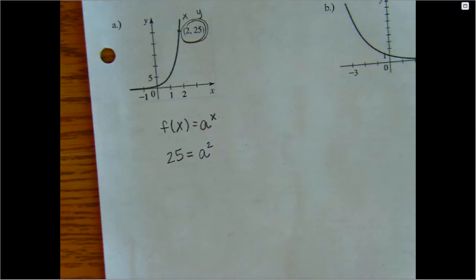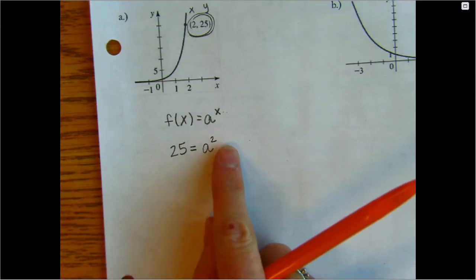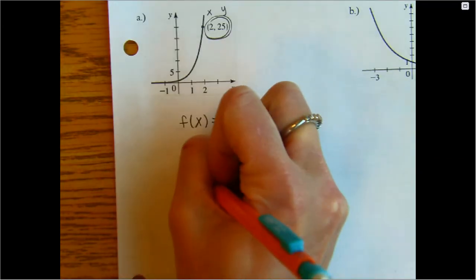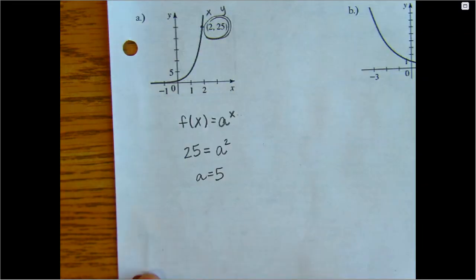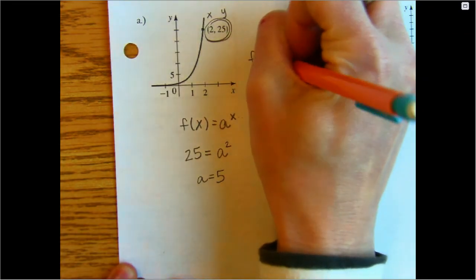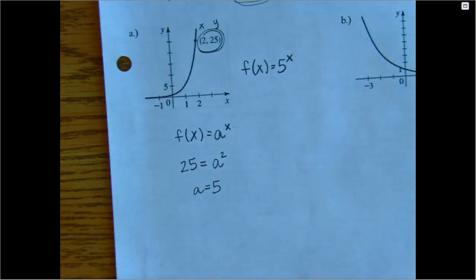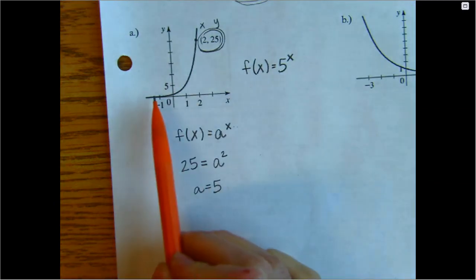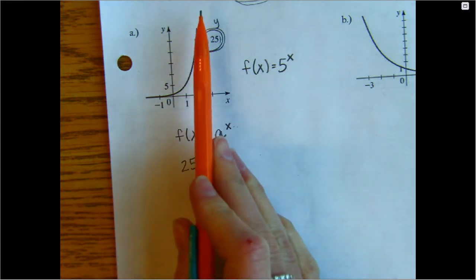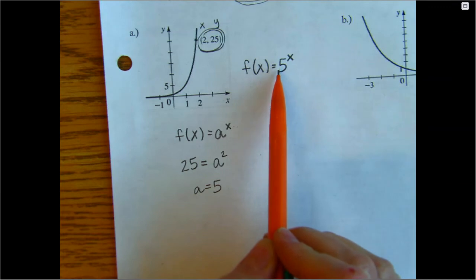So now we just have to figure out what the base is. Well, to do that, we just figure out, what number to the second power gives us 25? That's just going to be 5. So that means this function is f of x equals 5 to the x power, which makes sense because I can see that this function is growing. And so I should have a base that's bigger than 1.